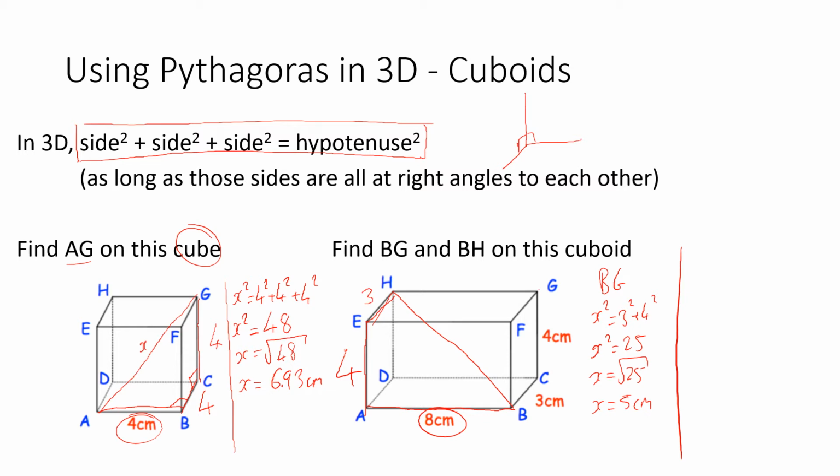So we're going to be doing 8 squared, 4 squared, and 3 squared. So for BH, we're going to say that, let's call it Y this time, is equal to 8 squared plus 4 squared plus 3 squared. If we add those all up, we're going to get ourselves to 89. And so we take the square root of 89. Length of BH is 9.43.